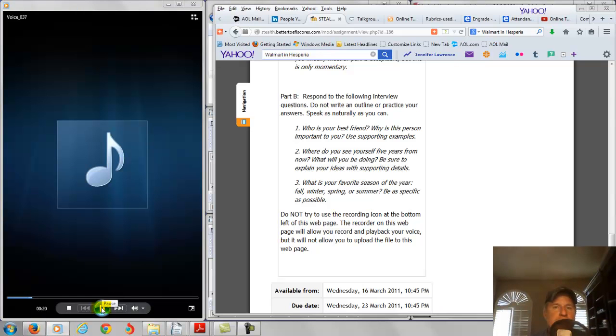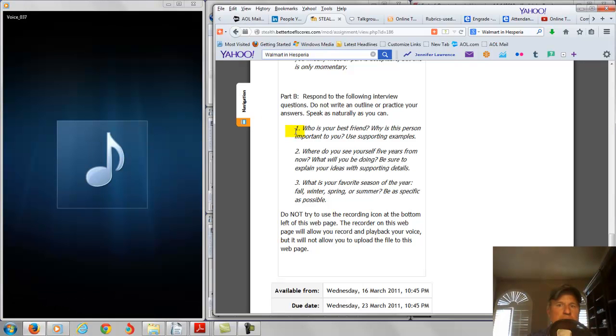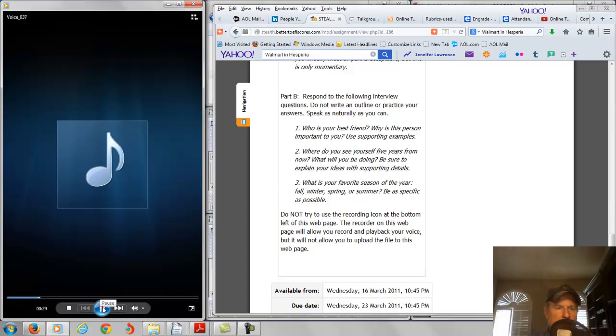Number 1, the question is, who is your best friend? Why is this person important to you? Use supporting example. You want to say there, use supporting examples. Don't forget to put your S on the ends of your nouns and pronounce this one as a Z because it comes after a vowel sound.